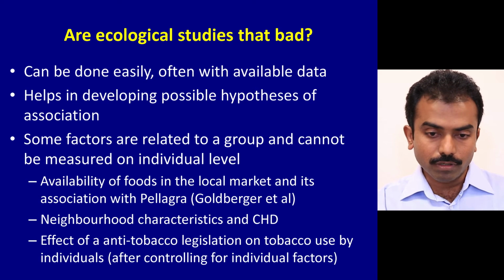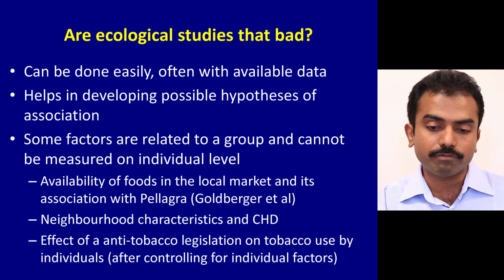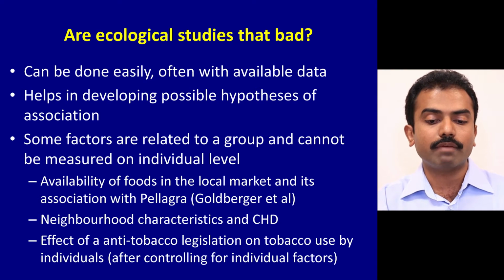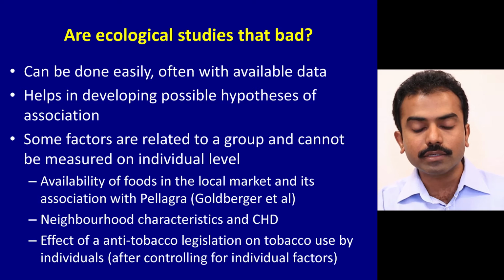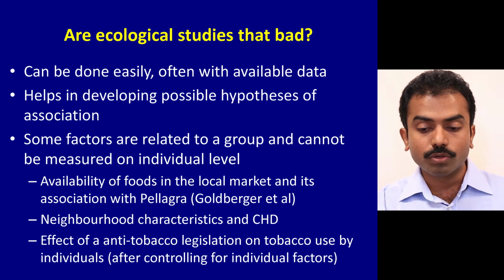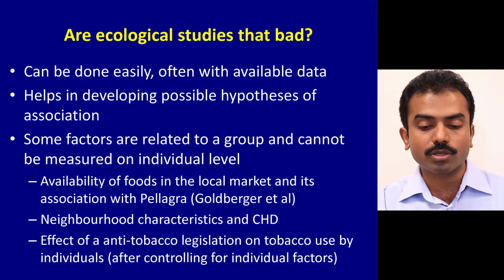So let's move on. Are ecologic studies that bad? Not so much. It can be done easily, and if we are careful with our interpretations, it is very, very useful. Sometimes some of the exposures are not individual level exposures. They are group level exposures. For example, availability of foods in the local market and its association with pellagra. This is a classic study by Goldberger et al., where they studied food availability in the local markets, and they found that was strongly associated with the occurrence of a vitamin deficiency disease called pellagra.